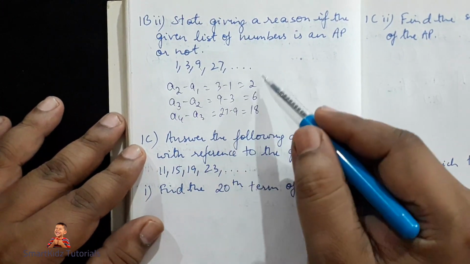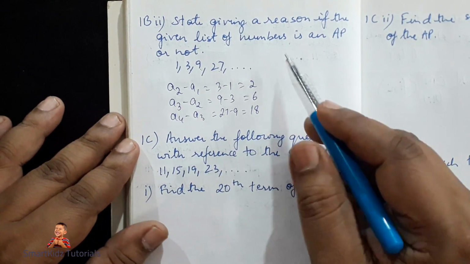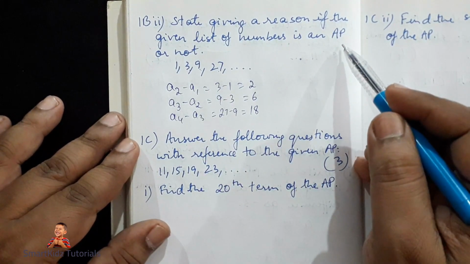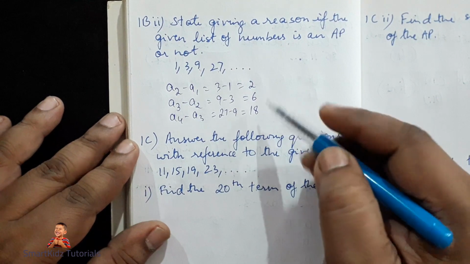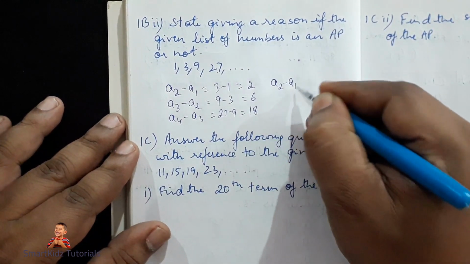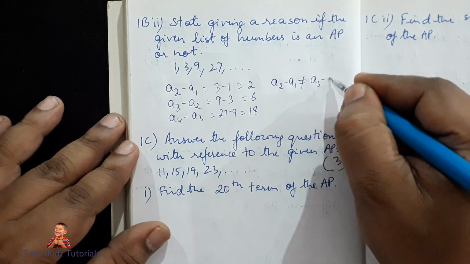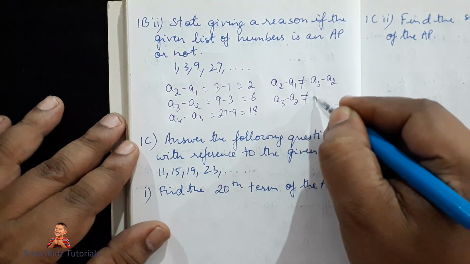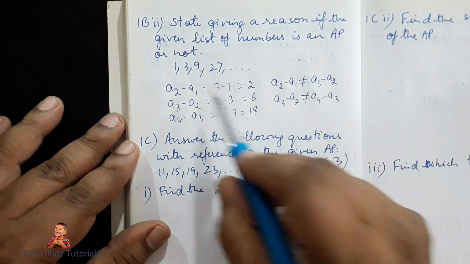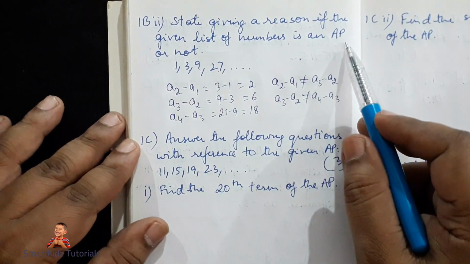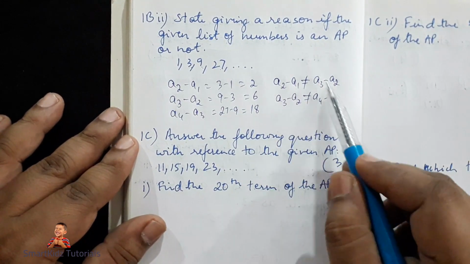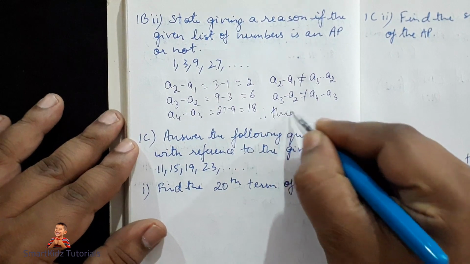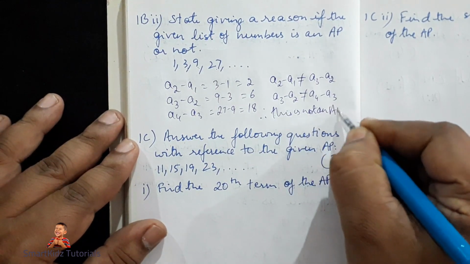Clearly you can see the difference is not constant. So for a set of numbers like these to be an arithmetic progression, we should have a common difference. Clearly we do not have a common difference. So we can say A2 minus A1 is not equal to A3 minus A2, and A3 minus A2 is not equal to A4 minus A3. For these numbers to be an arithmetic progression, these differences should have been equal to each other, but they are not. So we can say therefore this is not an arithmetic progression.